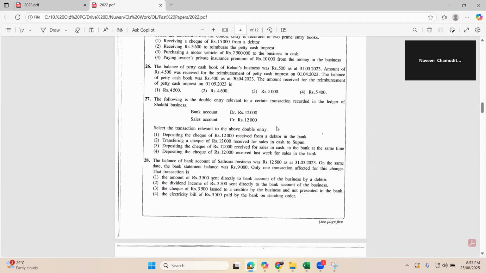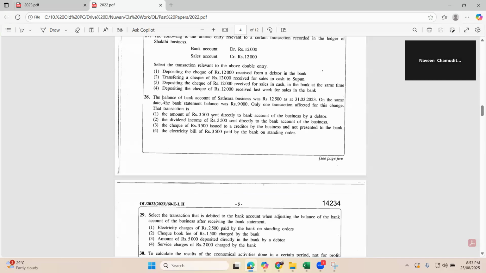Now see, it's given question number 28. The balance of the bank account of the Satsara business was 12,000 on 31st March 2023. On the same day, the bank statement balance was 9,000. Only one transaction affected the difference.